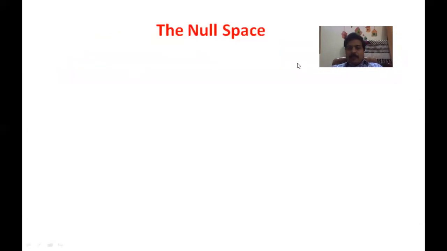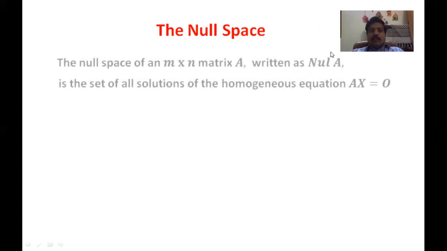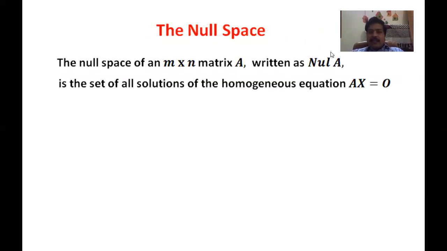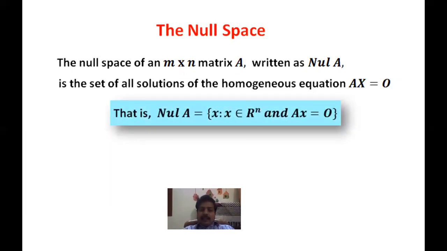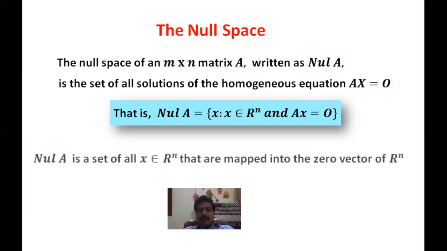And we have seen the definitions of null space and column space. The null space of an m by n matrix A, written as null A, is the set of all solutions of the homogeneous equation Ax is equal to 0. So null A gives us the solution set for the homogeneous equations Ax is equal to 0, or when it is converted into a matrix equation Ax is equal to 0. And it is denoted by null A. That is, null A is equal to the set of x such that x belongs to Rn and Ax is equal to 0, the null matrix. Null A is the set of all x belonging to Rn that are mapped into the zero vector. And null space of an m by n matrix A is a subspace of Rn.